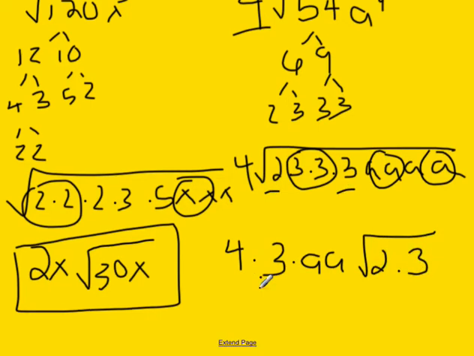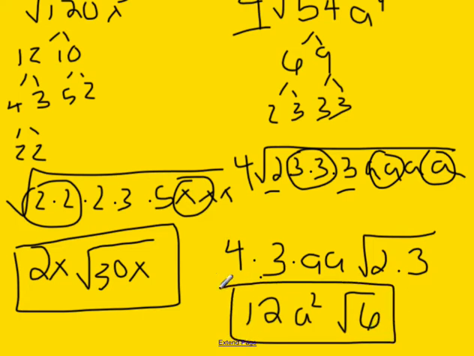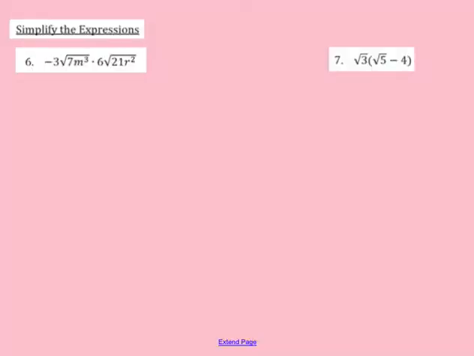So now we're going to go ahead and simplify that. 4 times 3 is 12. A times A is A squared, and then left underneath the radical is 6. So we get 12A squared square root of 6. So let's take a look at number 6.